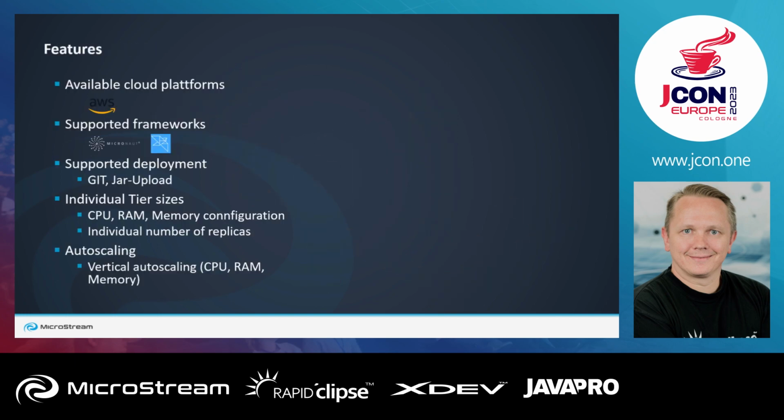Okay, what features do we have for now? As I said, we provide the AWS platform. Supported frameworks are Micronaut and Helidon at the moment. We support Git and jar upload, but there will be more functionality in the future. We provide individual tier sizes, CPU, RAM, memory, and so on. I think that's quite clear.